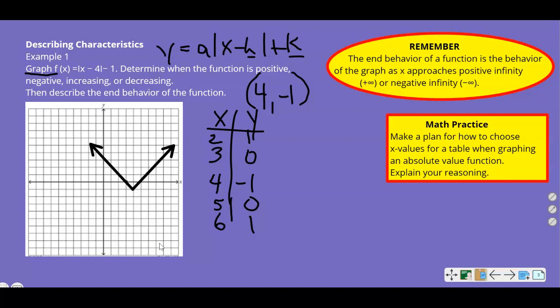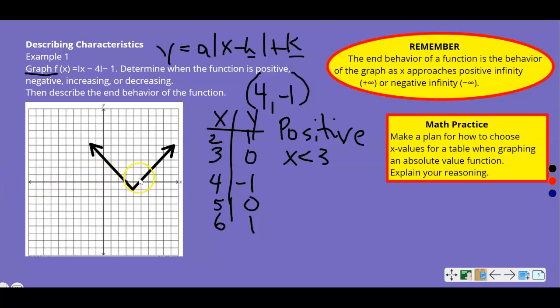So the function is positive for all values of x less than 3. So everything less than 3, it's above the x-axis. So we can say it's positive for all values of x less than 3. Positive means it's basically above this x-axis, okay? And again, this should be review from Algebra 1. I know it's been a couple years for most of you, but hopefully this is just jogging your memory. Where else is it positive?